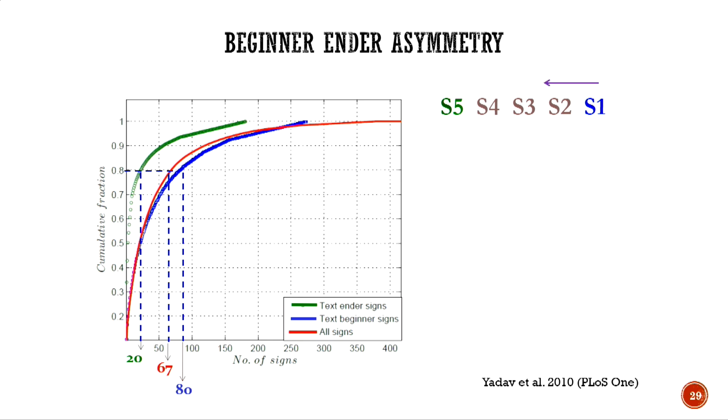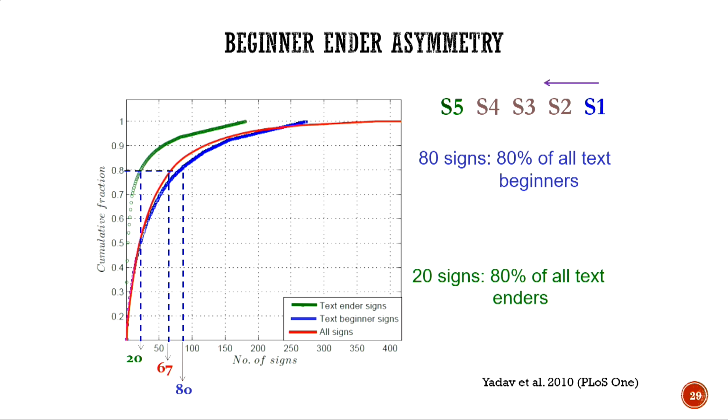Yeah, that while we need about 80 signs to account for 80% of all text beginners, we just need 20 signs to account for 80% of all text enders. See, the blue curve is for the text beginners and the green curve is for the text enders. So what is this telling you about the pattern of usage of text beginners and text enders?